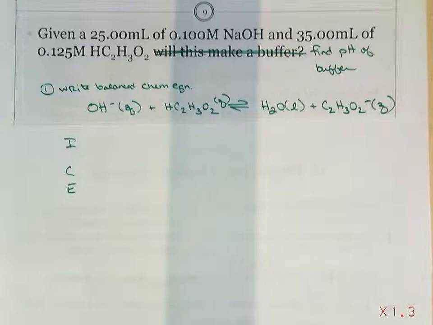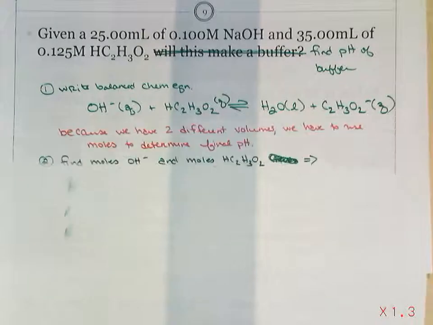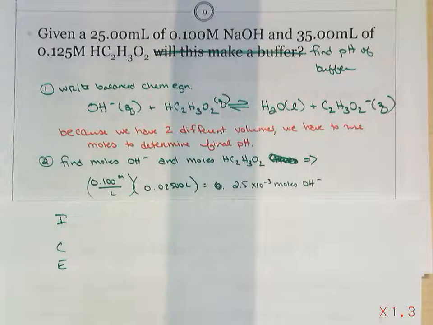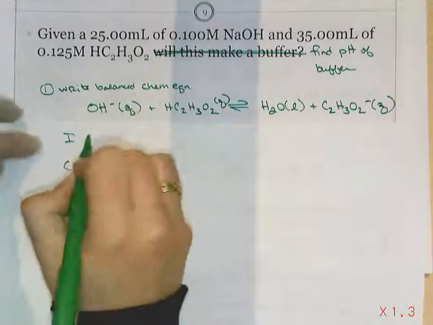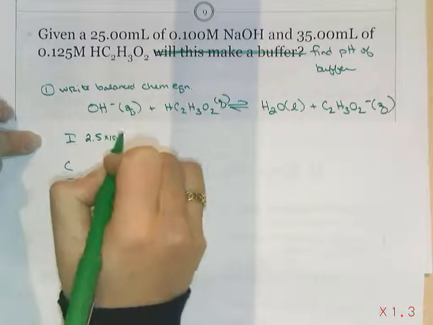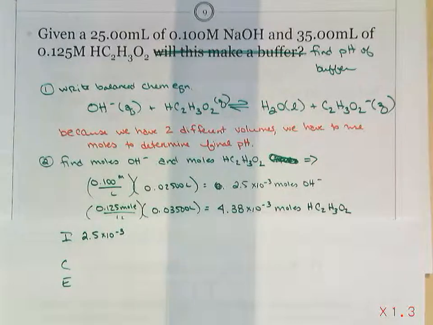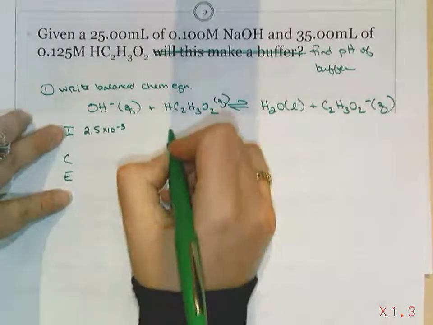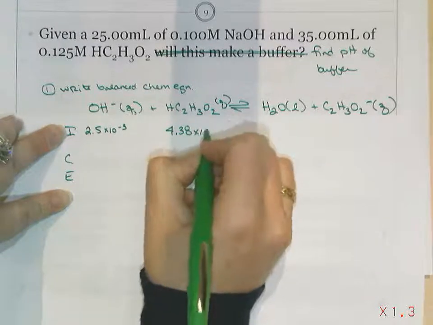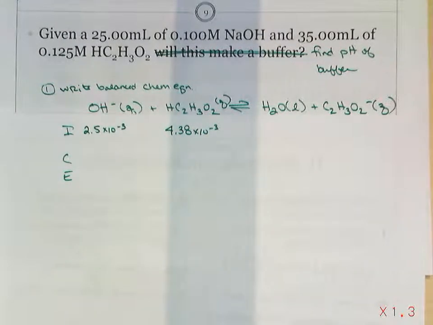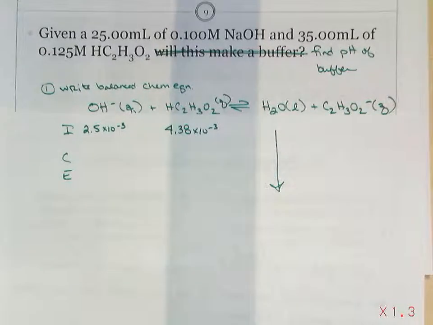All right, so initially, how many moles of the hydroxide did we find based on our moles? All right, 2.5 times 10 to the negative third. So we put that in there. How many initial moles of the weak acid did we find? That, 4.3. All right, that's water, which we don't care about. How many initial moles of the conjugate base did we have? 0. Okay.